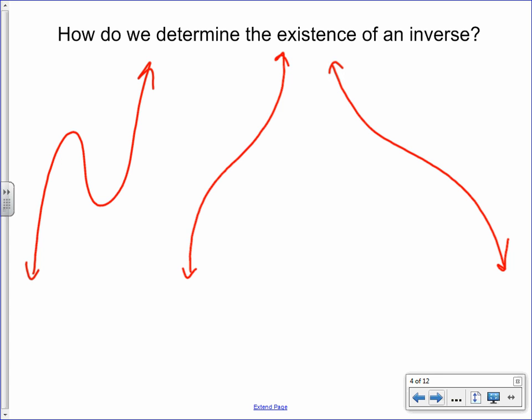These are even powers. What's different about that than these? The second two have no horizontal tangents, or derivatives that equal 0. So these don't turn. Notice how this one is always increasing. This one is always decreasing. We have a special word to describe those kinds of functions.